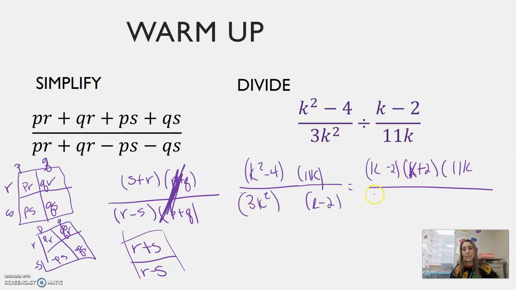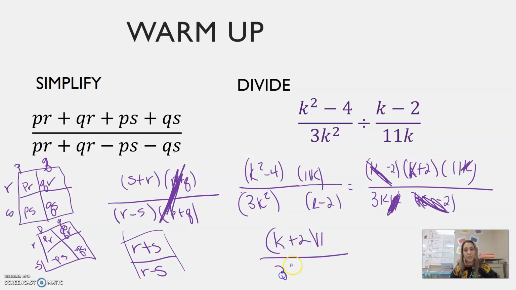And then I need to factor this 3K squared. So I have 3K, K times K minus 2. Okay, now I need to look for the things that are exactly the same on the top and the bottom. Well, this K minus 2 and this K minus 2 cancel out. And then I do have a K right here. This K and one of these K's cancel out. So I'm left with K plus 2 times 11 over 3K. And that should be your final answer.